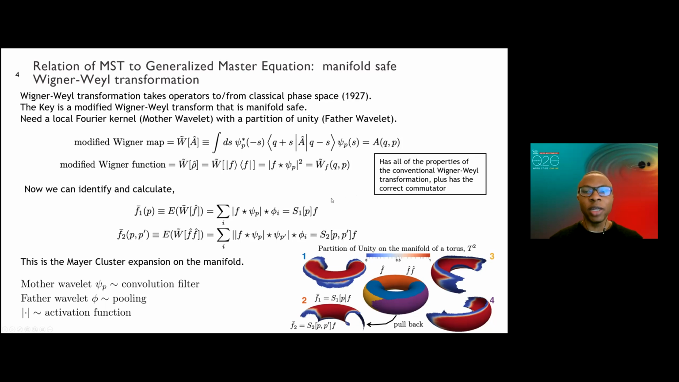From this, we can actually identify the first and second order MST coefficients. In this case, the mother wavelet acts as a convolution filter if we're going to have an analog to a CNN. The father wavelet acts as a pooling operator to aggregate the outputs. And we use the absolute value function to act as the activation function on our activation values. So using this, I'll next describe how we can view the MST as a transformation into the sparse Kuban basis.